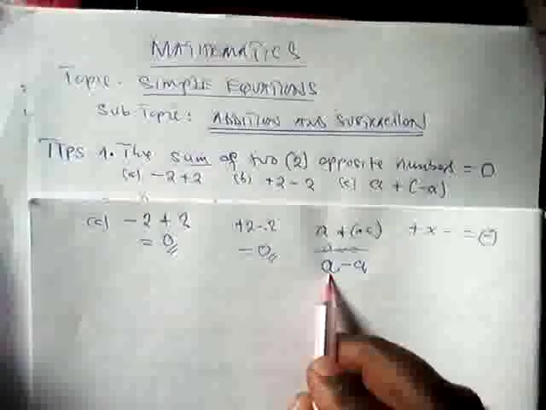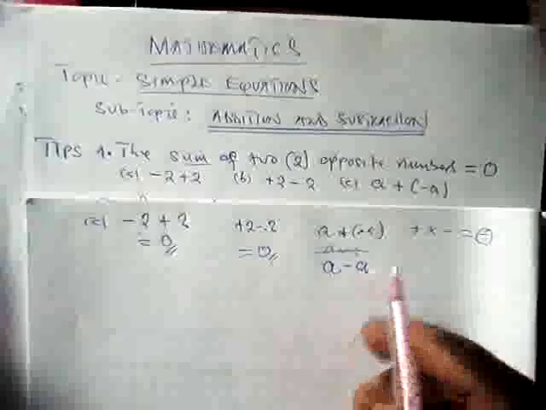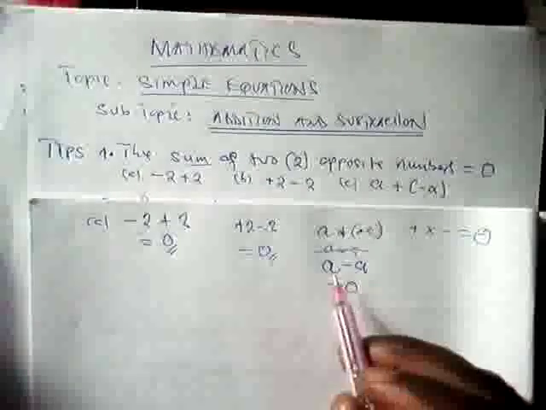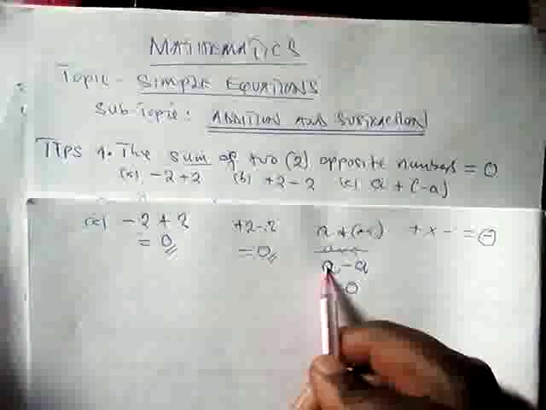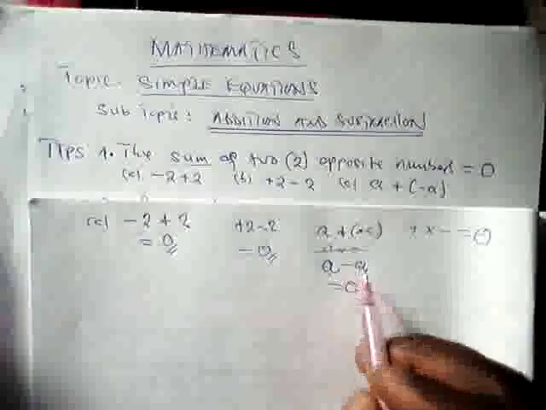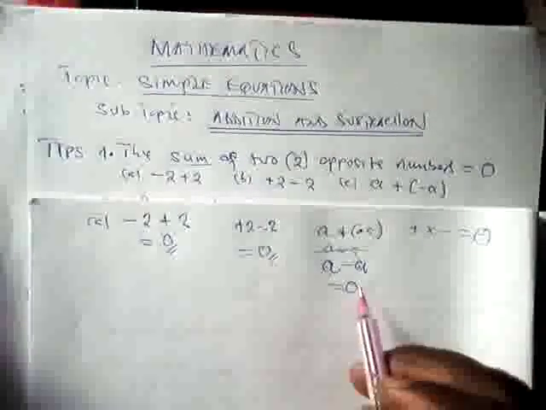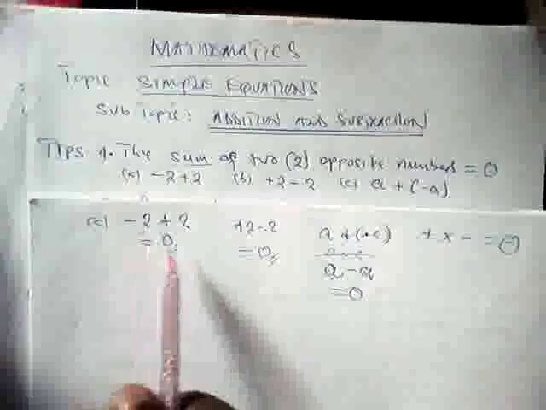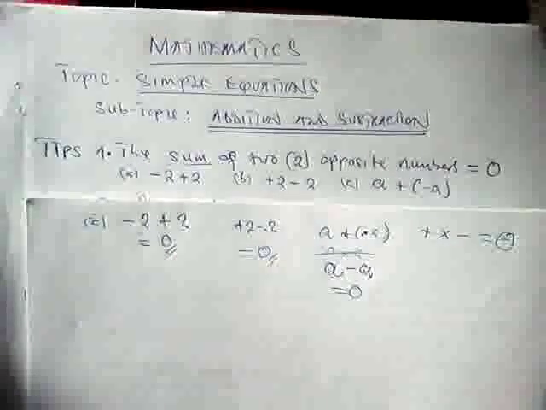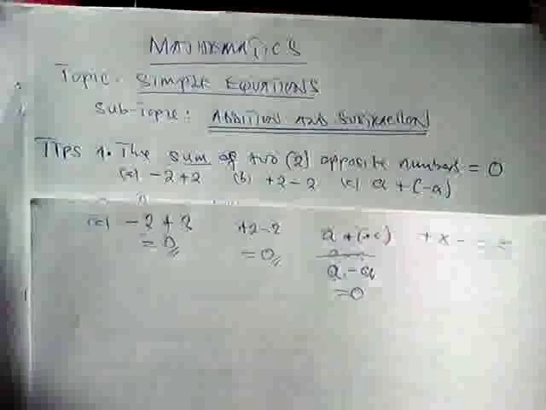So you have A and you take away A. What do you have? You have 0. So this is the opposite. Positive A is the opposite of negative A. When you add them together, you get 0. So get to understand this principle. It's very important.